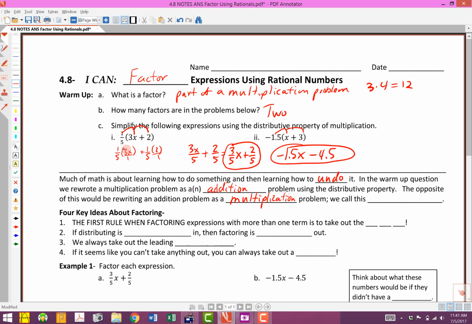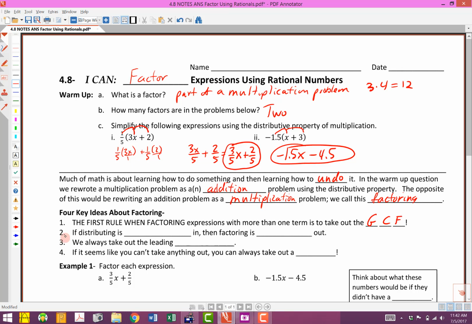If we distribute through, we rewrite it as an addition problem or a combining problem. And if we do the opposite, we'll be rewriting an addition problem as a multiplication problem. If you'll remember, we call that factoring. I mentioned when we covered this the first time that factoring is something that you've got to be really good at. It's never going to go away, and you never want to forget the first rule in factoring. As a reminder, the first rule in factoring expressions with more than one term is to take out the GCF, the greatest common factor. That was the type of factoring that we learned in a previous unit.